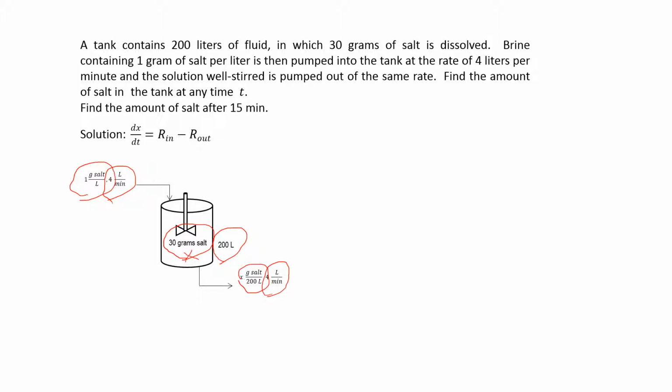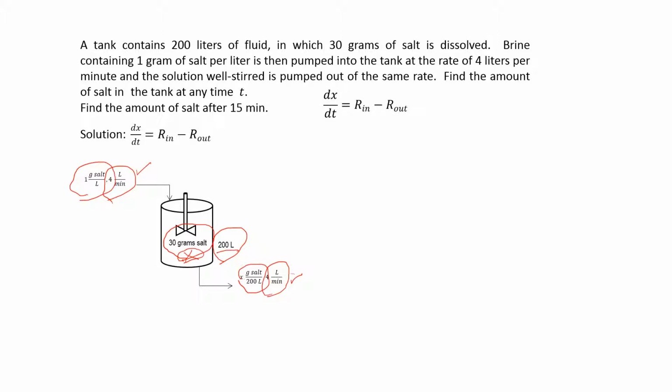Why 200? Because 4 liters per minute is coming in, and 4 liters per minute is coming out. So basically there is no increase or decrease of volume at any time. So the volume is always 200 liters. What will just be changing here is the amount of salt in the tank, which is X.